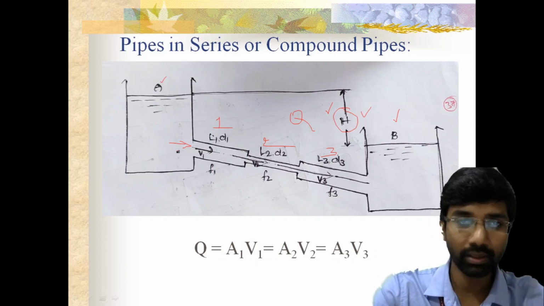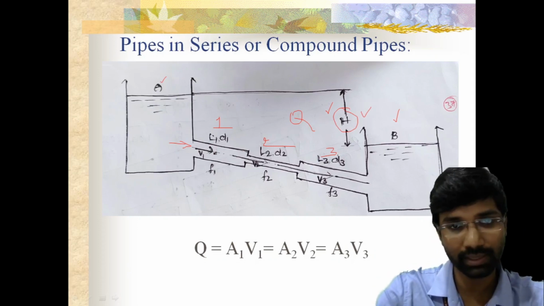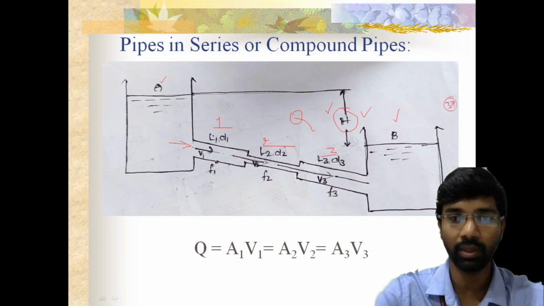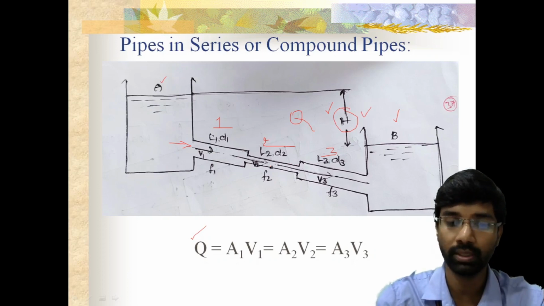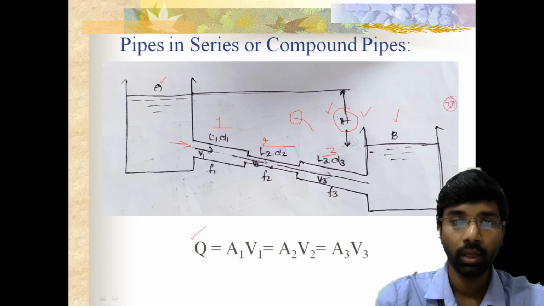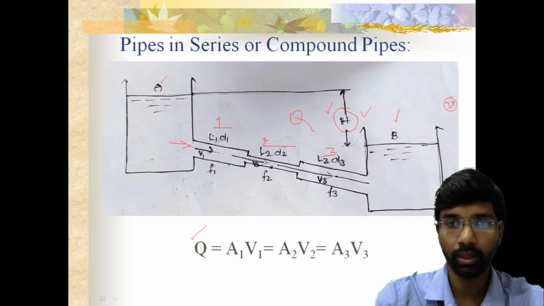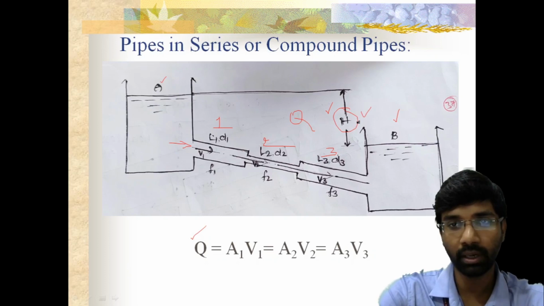If the diameters are varying, obviously you will have differences in velocities; V1, V2 and V3 be the velocities. But from the continuity equation we can say that Q equals A1 V1 equals A2 V2 equals A3 V3. From the continuity equation we know this equation. So our intention is to write the head loss, nothing but total capital H. This capital H can be written as the summation of total losses in these pipes.